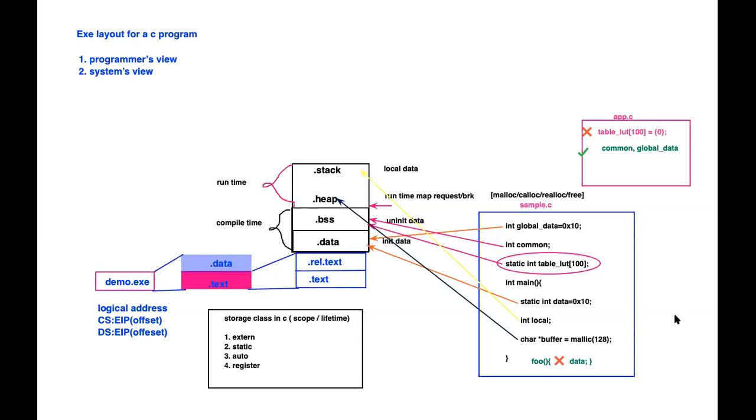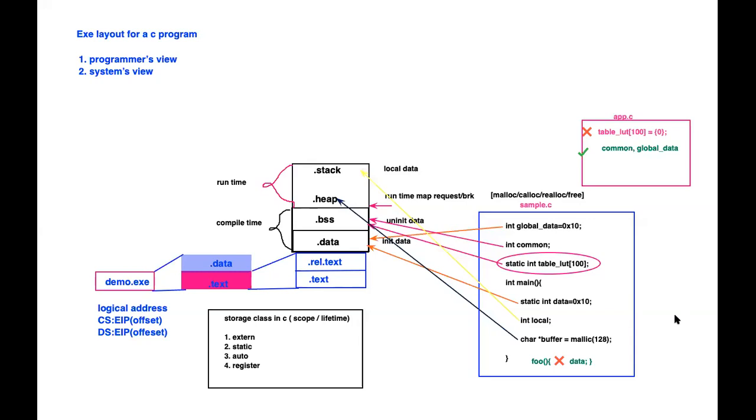Hence, they can do what? Retain the value across the function call. And this is not true with the local variables. The reason is, local variables are stored in the stack. The idea of the stack is that the moment the function gets over, the data is out of scope. It means the stack operation is a push and a pop.